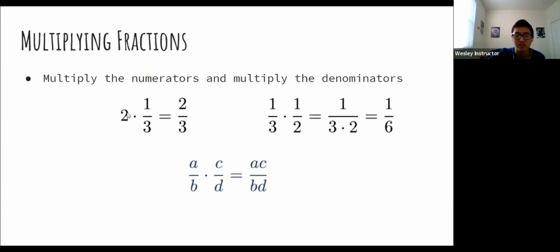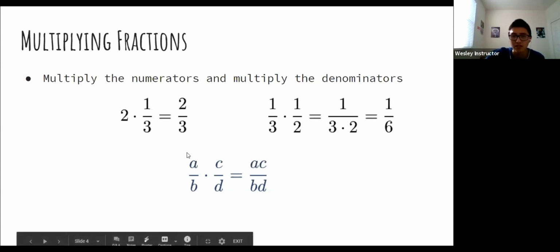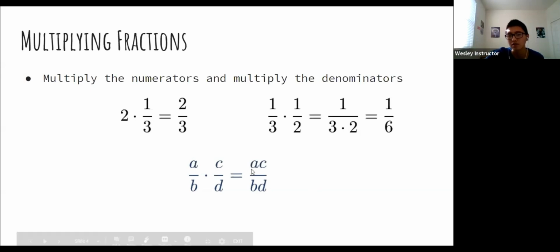Now 2 times 1/3. If you see a whole number like this, it's really 2 over 1. So there's an invisible 1 in the denominator. So 2 times 1 and then 1 times 3, that's 2/3. So multiply the top, multiply the bottom, and that's your answer. And then here's the rule generalized at the bottom. So A times C on the top, and then B times D on the bottom.